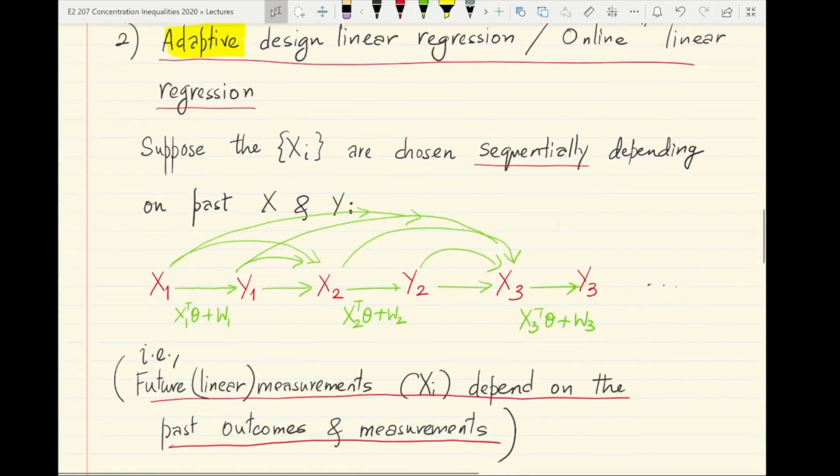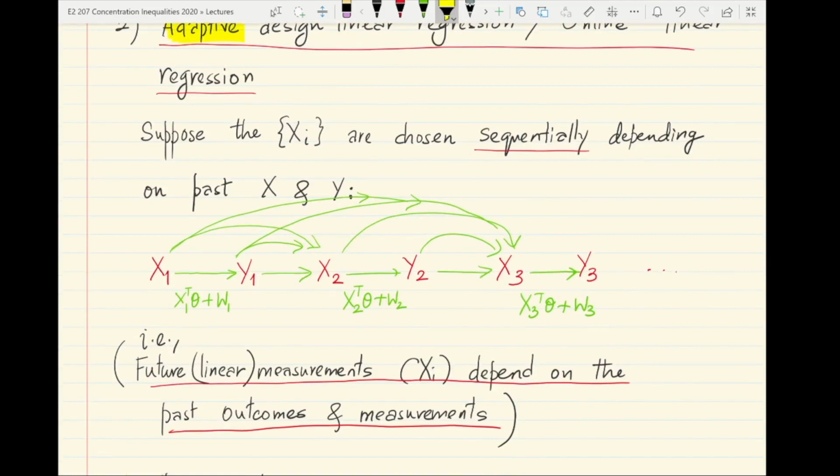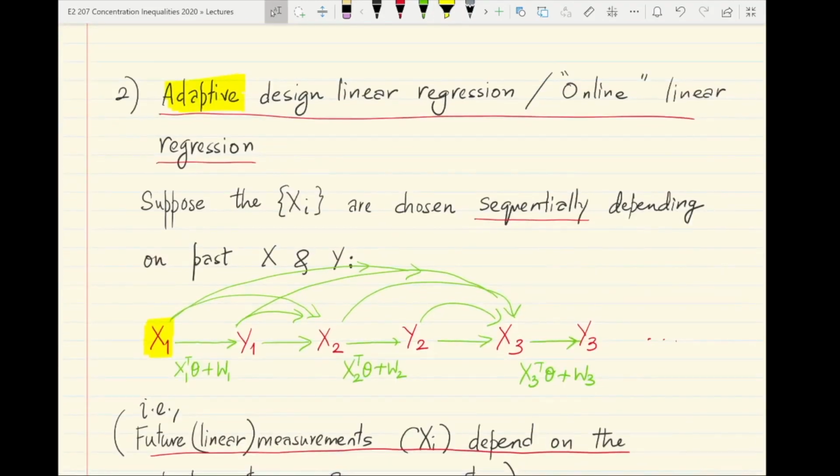What I mean is as follows. There is this dependency diagram that we can imagine. x1 is the first linear measurement, the first direction along which you want to collect a noisy projection of the unknown parameter theta. You choose x1, let's say using some internal randomness, and then you apply x1 and you get the first measurement y1, which is x1 transpose theta plus w1. This arrow indicates that y1 depends on x1 via this function.